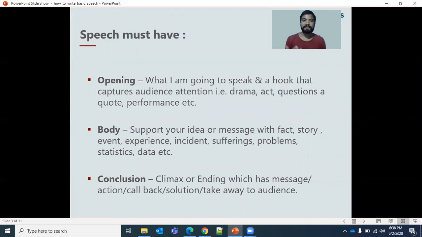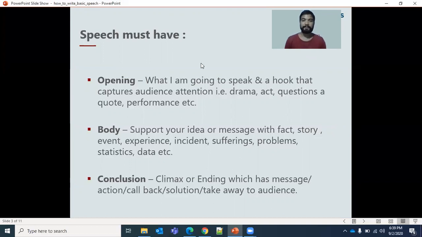In a speech, there are three main elements. The first one is the opening. In this you create one sentence or a little content that engages the audience till the end. You can also tell them what you are going to tell them in the next few minutes. So the opening is very important in any speech.